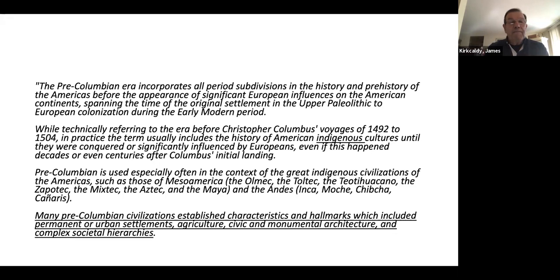Okay. And if you look at the very bottom part, what's underlined, many pre-Columbian civilizations established characteristics and hallmarks, which included permanent or urban dwellings, agriculture, civic and monumental architecture, and complex social hierarchies. The whole point here, and once again, I want you to maybe jot this down, is these were sophisticated civilizations in their own right, okay?